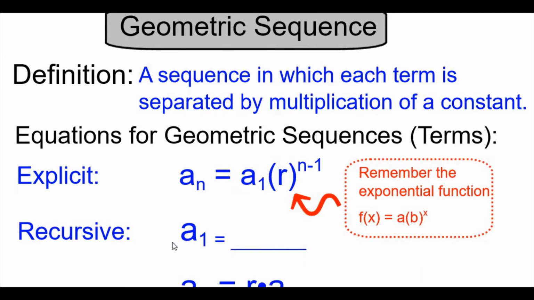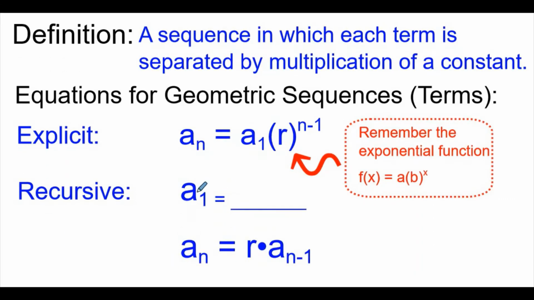So the recursive is also part of this, and the recursive is just like for arithmetic. You state A1, and then you say that any term, the formula, is equal to R times the term before, or R times A n minus 1. So if you had a sequence that was something like 1, 5, 25, and so on, I'm just multiplying by 5. What I would do is I would put 1 here, and then for the second part, I would literally just put a 5 right here. It would just be 5 times A n minus 1.